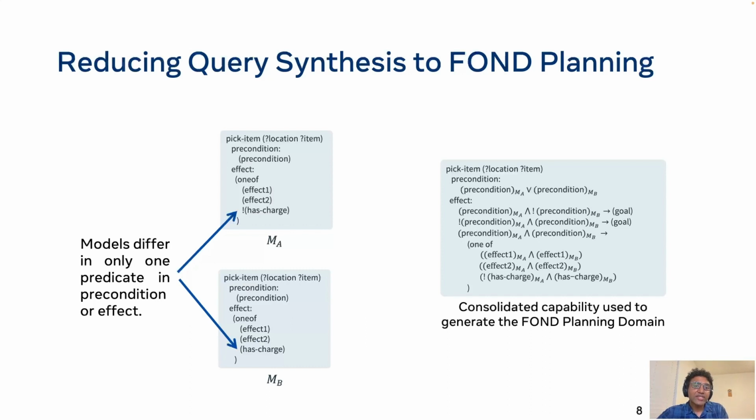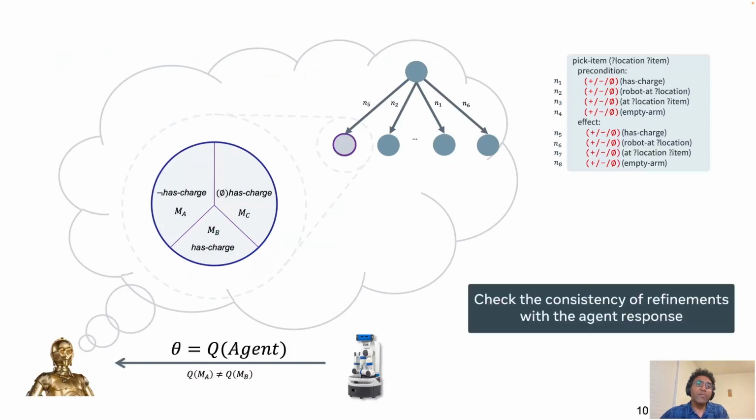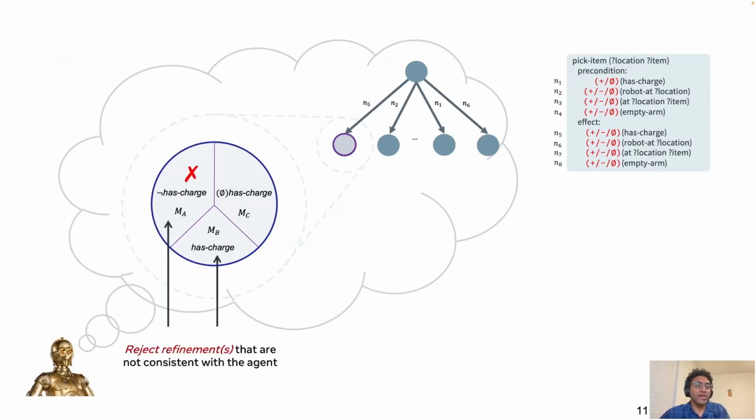The third one says that if preconditions of both MA and MB are satisfied in that state, then we will apply effects to both of them. And by solving this particular FOND planning problem using any generic FOND planner, we can generate a policy that will serve as the query that we will ask to the agent. So we ask that query to the agent and then we match the answer of that agent with that of MA and MB's answer. And using that, we can reject one or even both of the models.